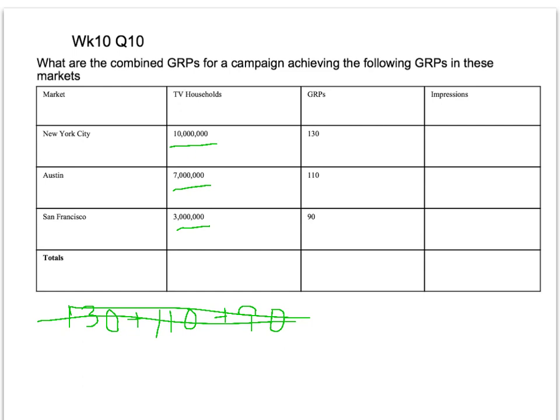So if we know that we have achieved 130 GRPs in a market with 10 million different TV households, what must your impressions have been? In this particular case, we take 1.3 times 10 million to get 13 million.